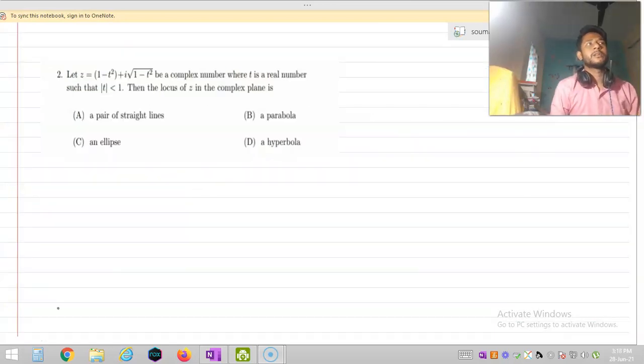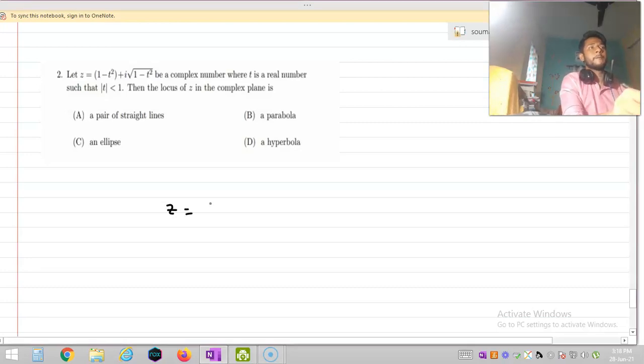Let us solve question number 2, which says that z = 1 - t² + i√(1 - t²) is a complex number where t is a real number such that |t| < 1. Then the locus of z. You can see that z is given in parametric form where t is the parameter. So we have to eliminate t to get the locus of z. So I am writing z = 1 - t² + i√(1 - t²).